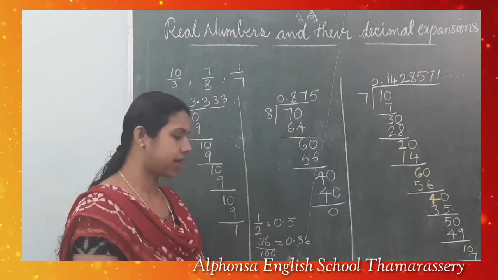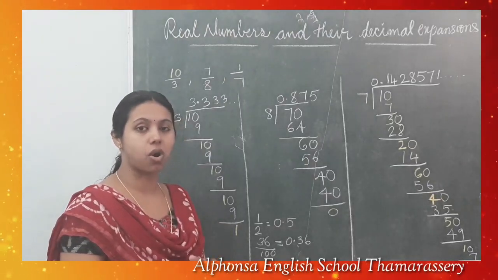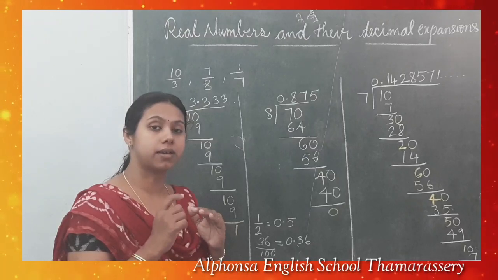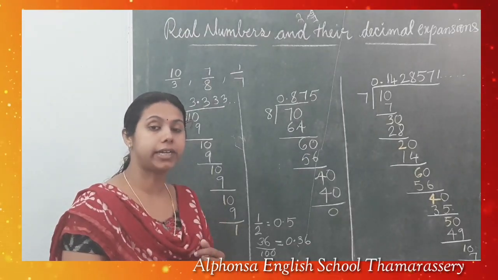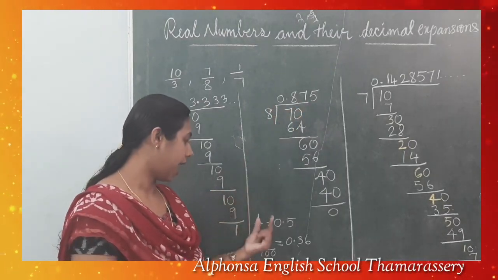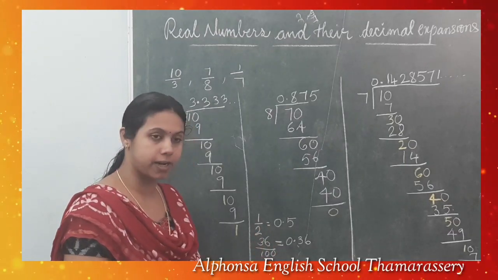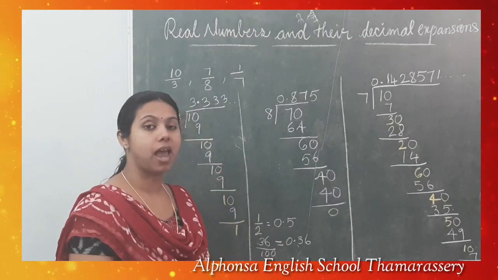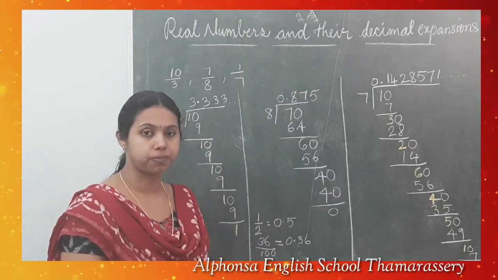In all these examples, you can see that the decimal expansion terminates or ends after a finite number of steps. The decimal expansion of 7 by 8, the decimal expansion of 1 by 2 and the decimal expansion of 36 by 100 all terminate or end after a finite number of steps.